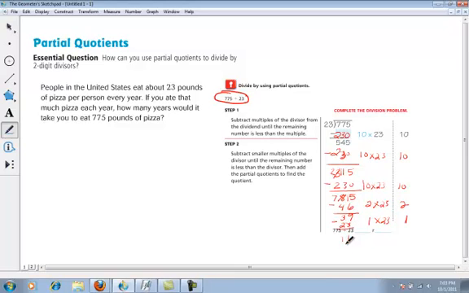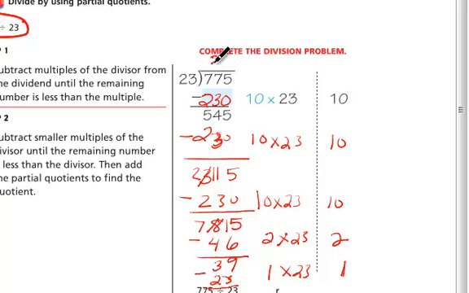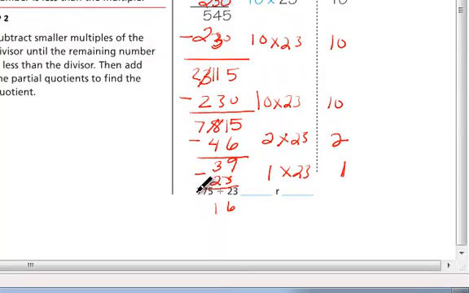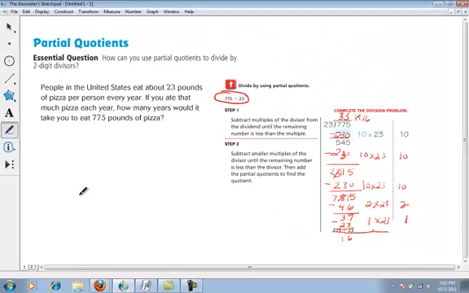That's kind of hard to see right there since I wrote too big to fit over this, but there's 16 pounds left. I can't make a group of 23, so I'm going to have a total of 10, 20, 33 groups, 33 total groups, with the remainder of 16 pounds left over. So I could write this, and I'm going to cross through this, and I'm going to rewrite this over here. 775 divided by 23 is going to be 33, remainder 16.